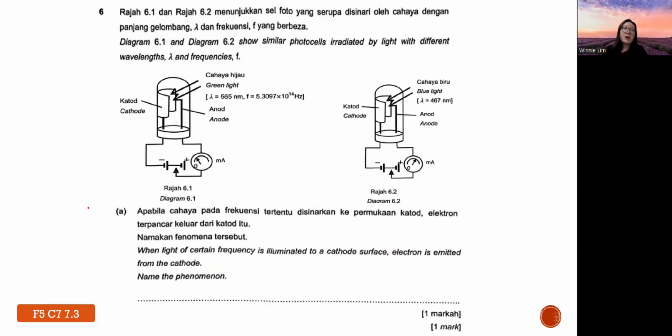Next question. Question 6, again a comparison question, but this is under the topic of quantum physics on Einstein's theory or the photoelectric effect. We have 6.1 and 6.2, both also called photocells. They are irradiated by light with different wavelength and frequency. So when light of a certain frequency is illuminated onto the cathode surface, electrons are emitted. So what is this phenomenon? This is easier, right? They don't ask you to define, but they ask you what phenomenon, what concept. So there's no shortcut.